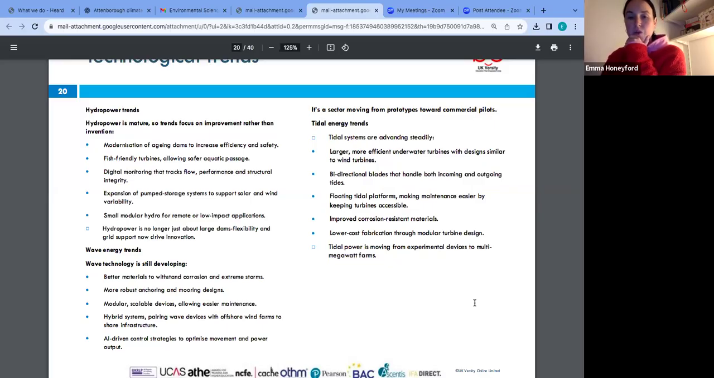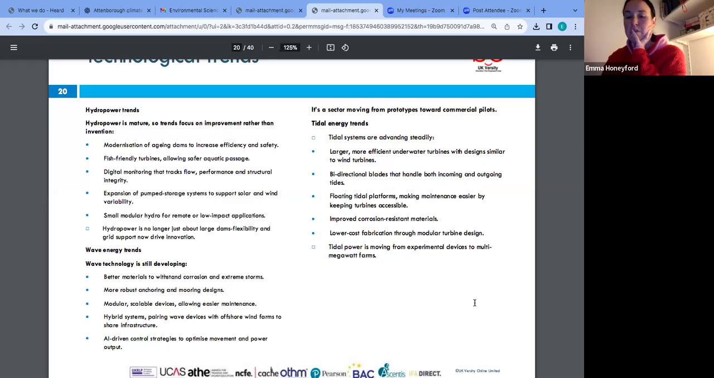So we've got tidal energy trends. So tidal systems are advancing steadily. So there have been larger, more efficient underwater turbines with designs similar to wind turbines. So there are floating tidal platforms making maintenance easier by keeping turbines accessible.